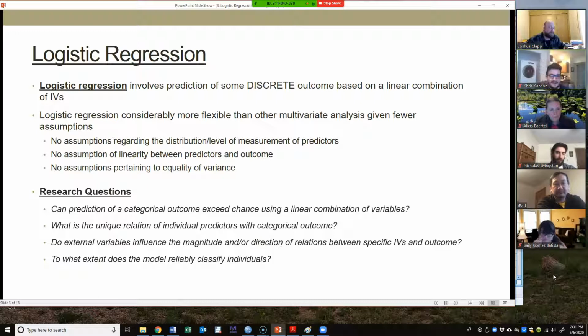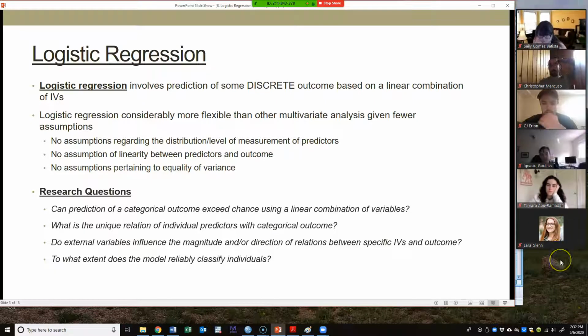And then, to what extent does the model reliably classify individuals? This gets into not just whether our model does better than chance at predicting where people are at, but can we actually use this as a good method for determining whether or not people are in certain categories? Questions on the basics, the rundown of these logistic models here?